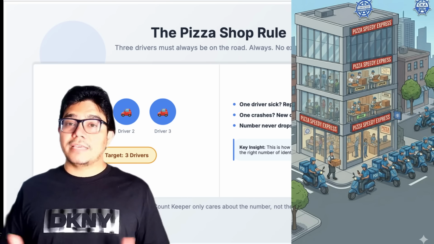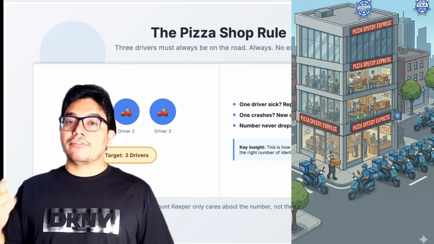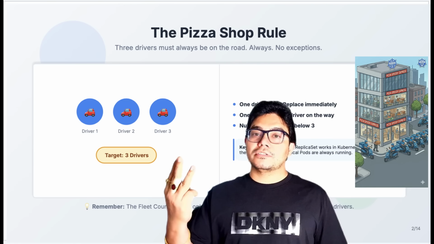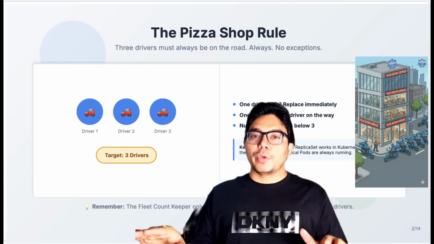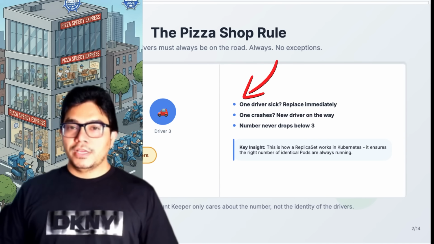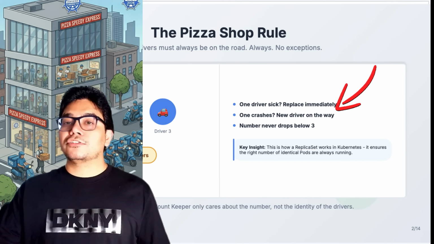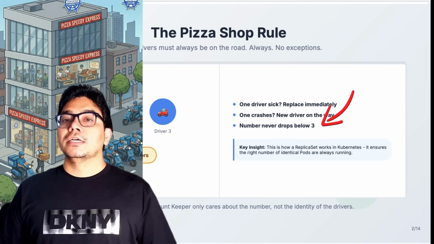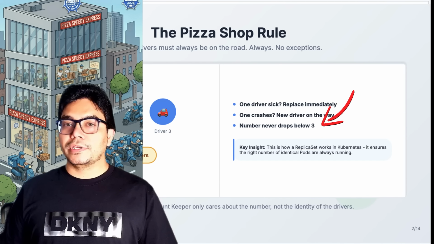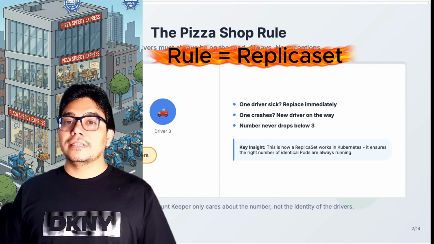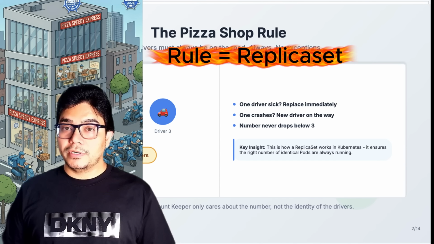Imagine you run a pizza delivery shop. You have got one rule. 3 drivers must be there on the road always, no exceptions. One driver goes home sick, you send a replacement. One driver crashes, new driver. The number never drops below 3. That one rule, that's basically a replica set in Kubernetes.